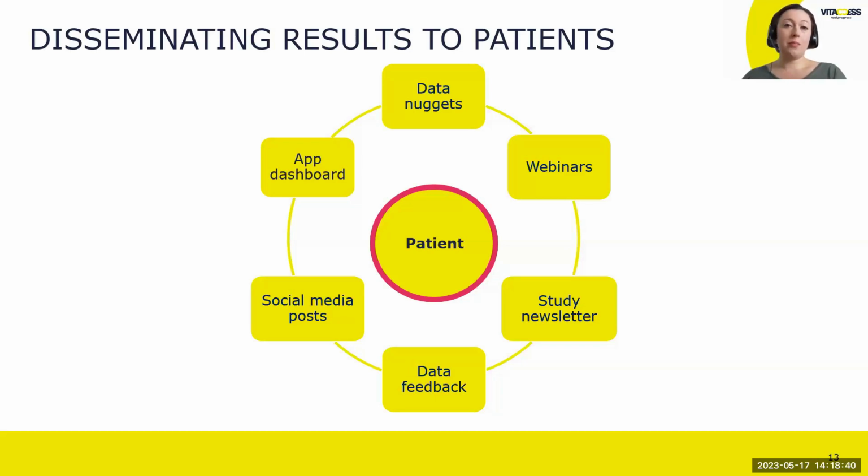This is what we've termed them. They are high-level summaries of key pieces of data from the study. They're an effective way for patients to see the impact of the data they're contributing, and also to see what others with the same condition are experiencing, and they can compare themselves to that. These data nuggets can be fed back through social media or email, or maybe even through patient advocacy groups or app dashboards. They can really help patients understand how their data are being used.